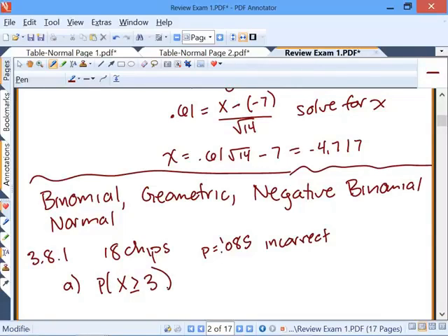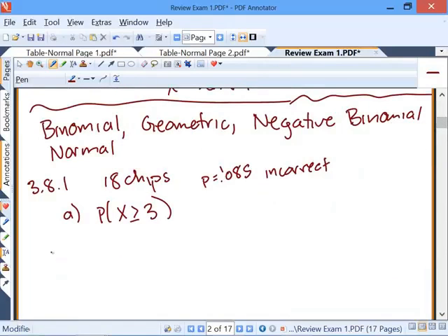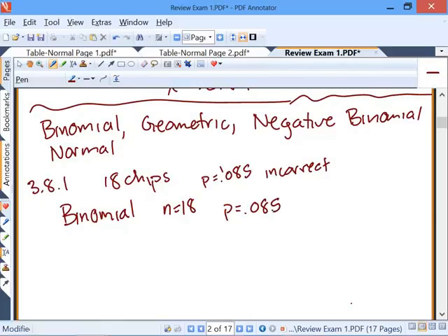First of all, you have to go through and ask, is this a distribution that we know how to work with? For a binomial, you start by asking, do we know in advance how many chips we look at? There are 18. Is the probability constant? Are they independent? And is each one either a yes or no kind of answer? This seems to fit everything, so this is going to be binomial, with n equals 18, p equals 0.085.